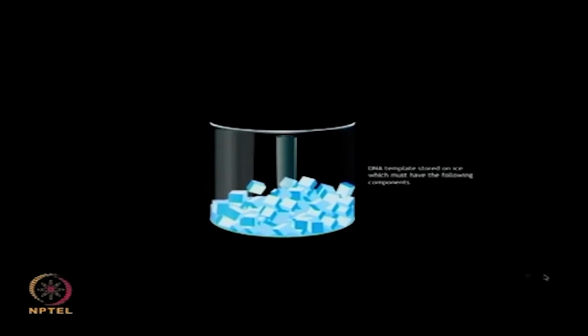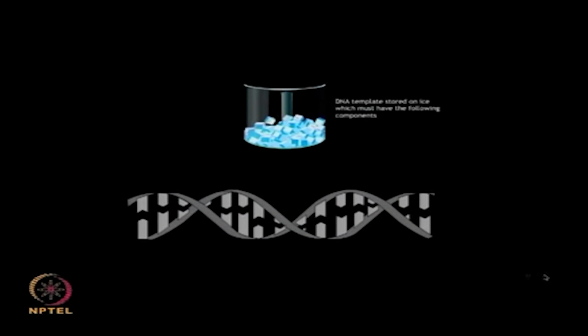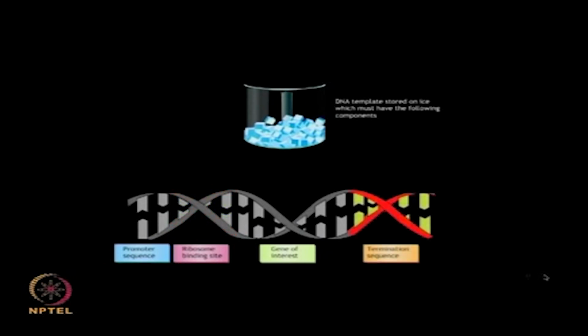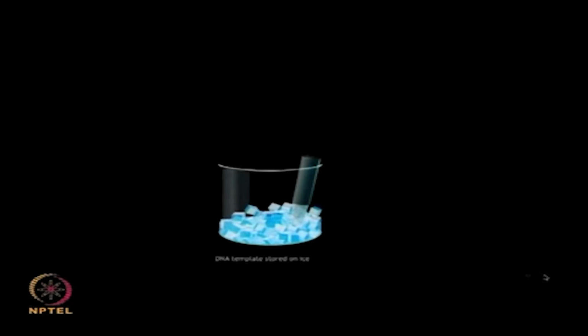First, the DNA template is thawed and then placed on ice during the preparatory process. For in vitro protein synthesis to take place, the DNA template must contain the gene coding for the protein of interest. In addition to this, there must be a promoter sequence which can initiate the transcription process, a translation initiation sequence for binding of ribosome, as well as a suitable termination sequence to correctly synthesize only the proteins of interest.